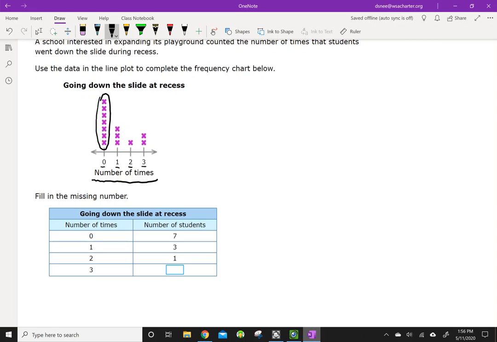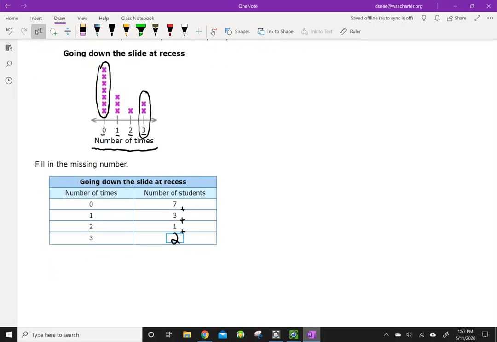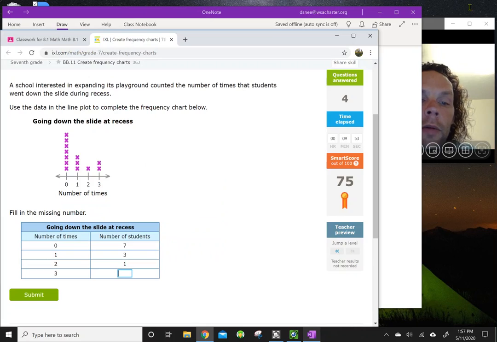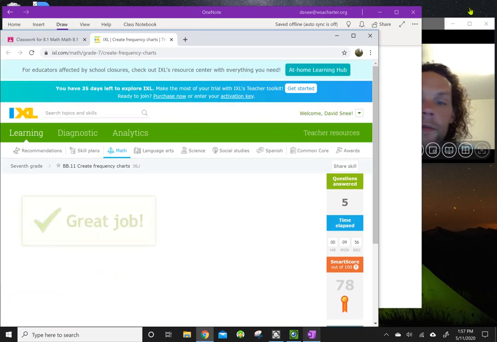Okay, we're looking for how many students went down the slide 3 times. So that's this value right here. And it's 2. All of these numbers in the frequency chart should add up to the same as the total number of X's on that line plot up top. So I have 10, 11, 12, 13, and I have 7, 8, 9, 10, 11, 12, 13 X's. So I'm going to put a 2 in that box, go back here, put a 2 in there, and submit that.